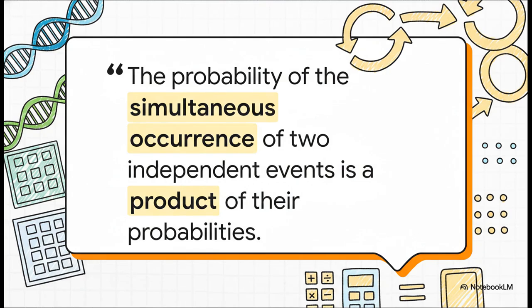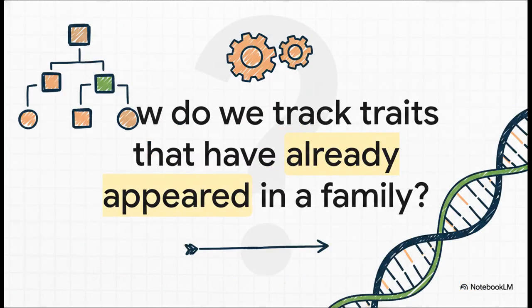Now, this principle we've been using, it has a formal name, the law of independent events. And our source material sums it up perfectly right here. The probability of the simultaneous occurrence of two independent events is a product of their individual probabilities. That one sentence is the engine driving all of these genetic calculations. So, there you have it. We've learned how to calculate the odds of what might happen. We can kind of predict the future, in a genetic sense.